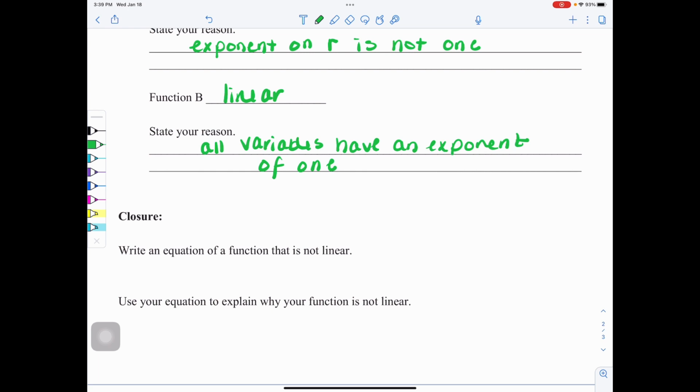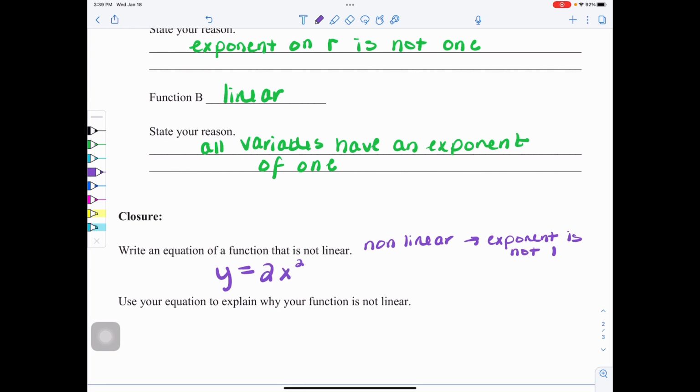So now that you've tried the closure question, write an equation of a function that is not linear. So remember, if it's nonlinear, that means exponent is not 1. So there's lots of different things you could have chosen, and I'm guessing I probably won't write the same thing as you did, but if you're unsure of yours, let me give you an example of what I might have written. I wrote y equals 2x squared.